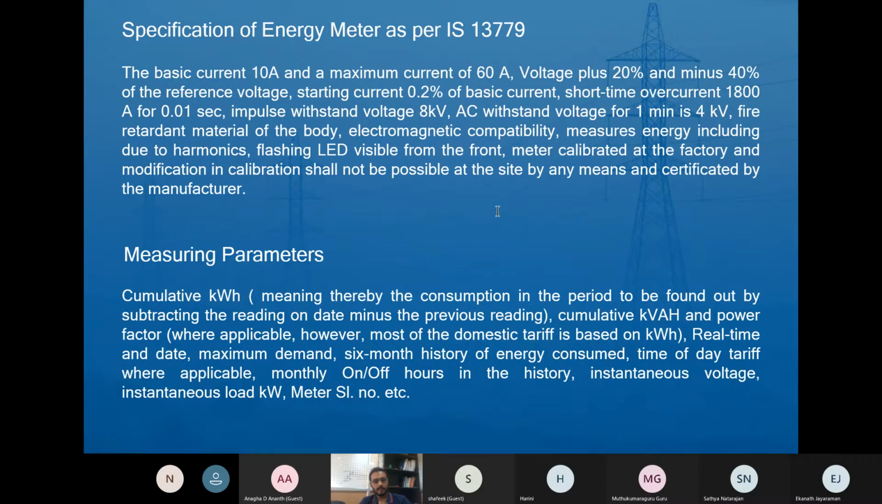Fire resistant materials for the body, electromagnetic compatibility, measuring energy including that due to harmonics, flashing LED should be visible in the front. The meter is calibrated at the factory, and modification of the calibration shall not be possible at the site by any means, including by the manufacturers.